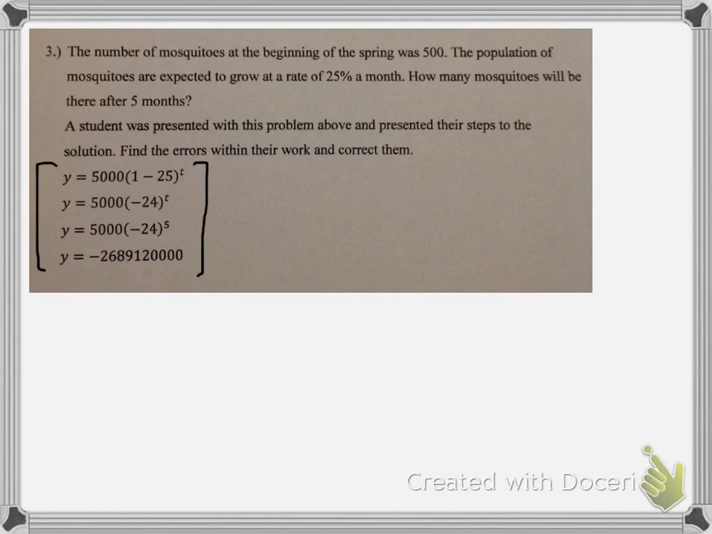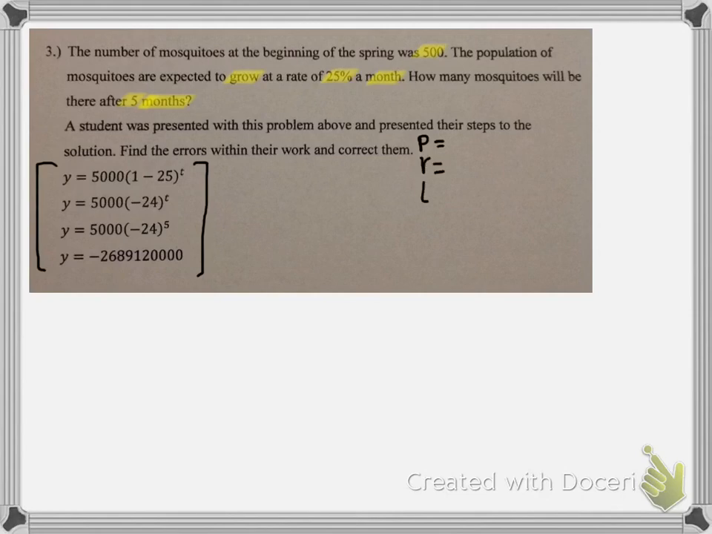Okay? So when I solve these problems, I usually highlight or circle important information. Like there's 500 there, there's a 25% there. It talks about growth, so that has to be growth. We have month here and months there. We also have a 5 there. Okay? So based off that information, we can fill out the P, the R, and then the T.